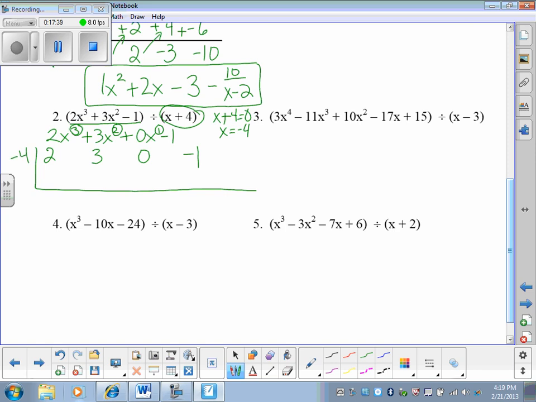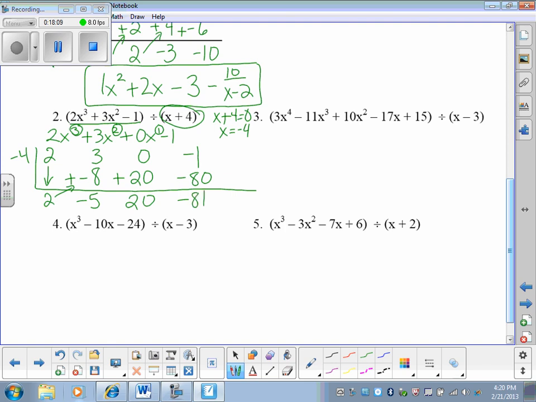Okay, so you bring the 2 down. 2 times 4 is -8. Add those together. Okay, I'm bringing that here. Add those together, you get -5. -4 times -5 is positive 20. Add those together, and I get 20. And -4 times 20 is -80. Add those together, and I get -81.